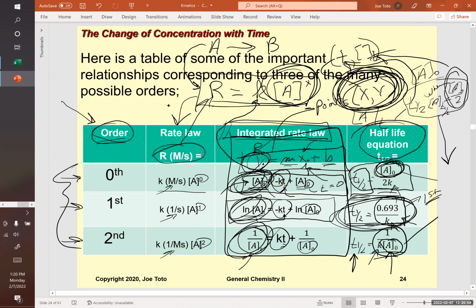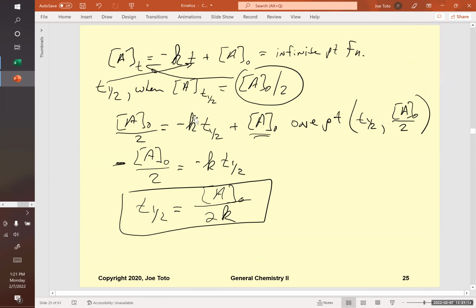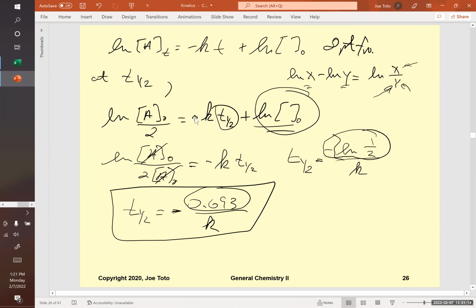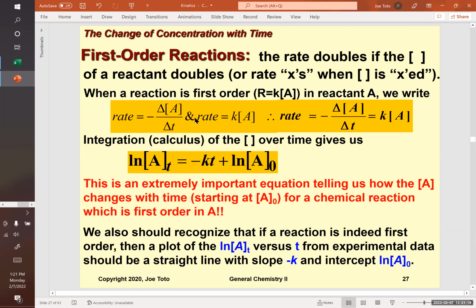And so I'll leave you guys to check out that second order integrated rate law and how you can derive the half-life equation, but they come right out of the equation, just like we did for those two examples. Any questions on that? I think so. All right, awesome.